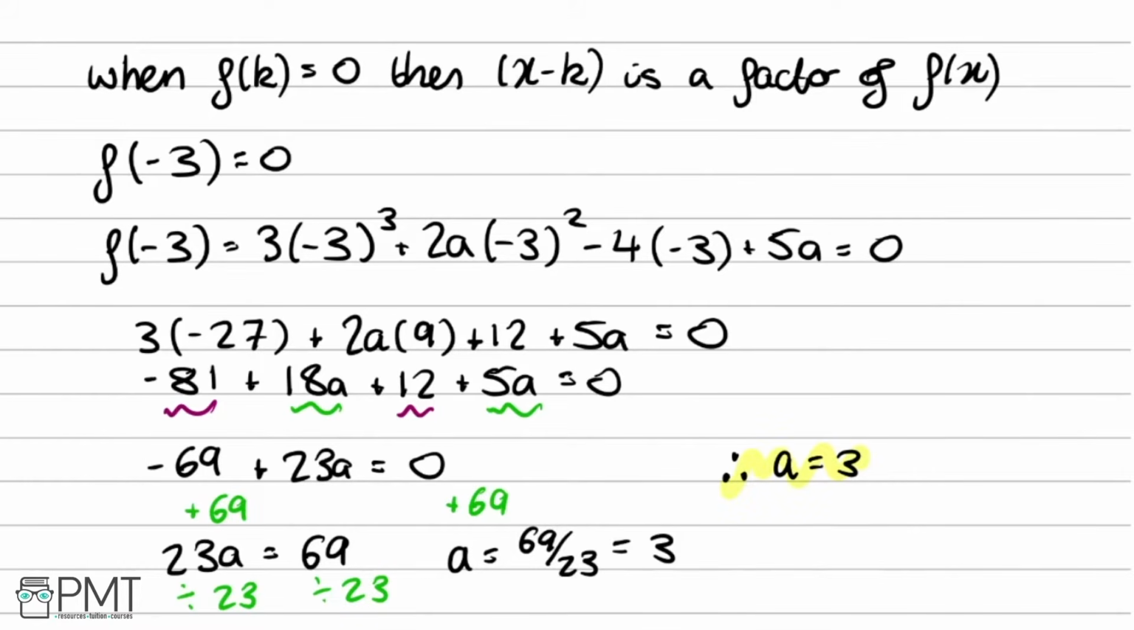And look in the mark scheme to see where we'll get the 3 marks from. We get a mark for this step here where we attempt f of minus 3 and then set that equal to 0. We also then get the next mark for setting up this linear equation and then solving it for a. And then we get the final mark for getting the correct answer for a.